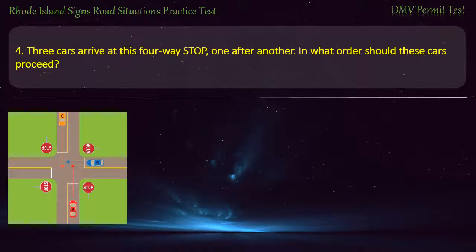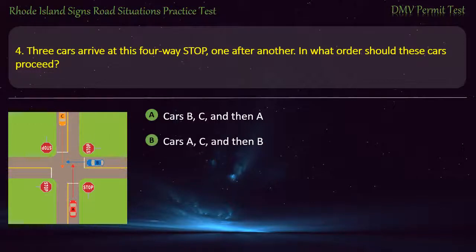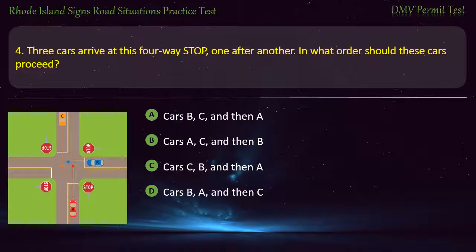Question 4. 3 cars arrive at this 4-way stop, one after another. In what order should these cars proceed? Cars B, C, and then A. Cars A, C, and then B. Cars C, B, and then A. Cars B, A, and then C. Answer. Cars B, A, and then C.